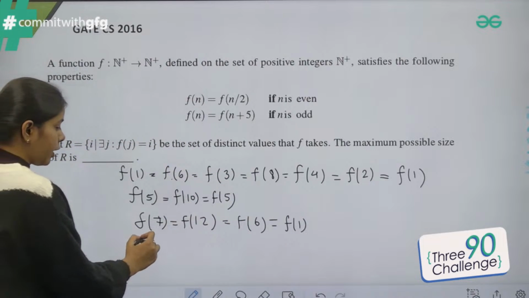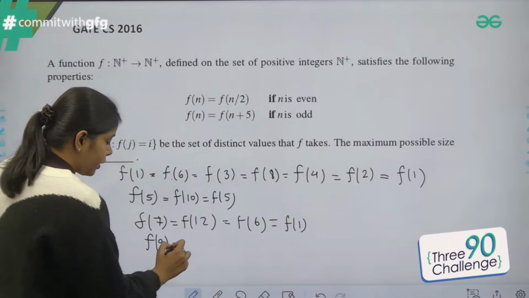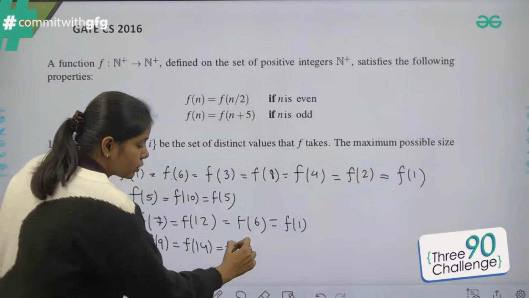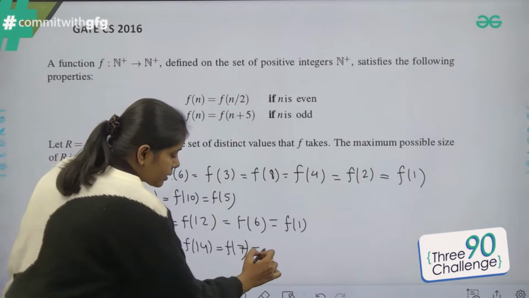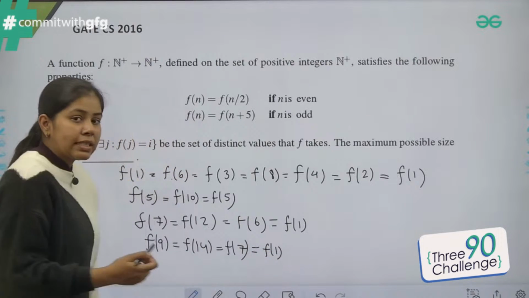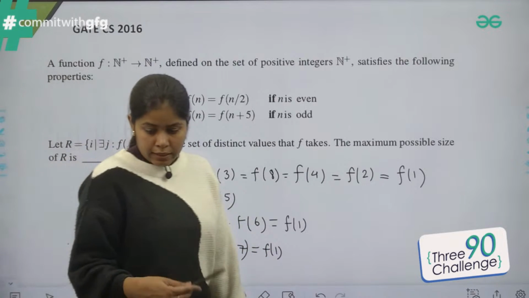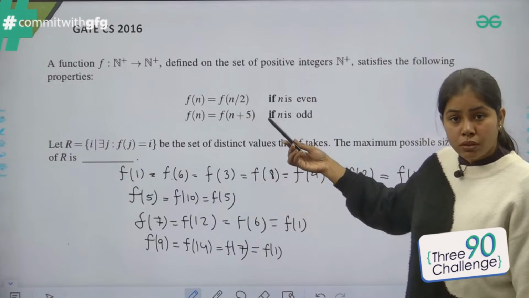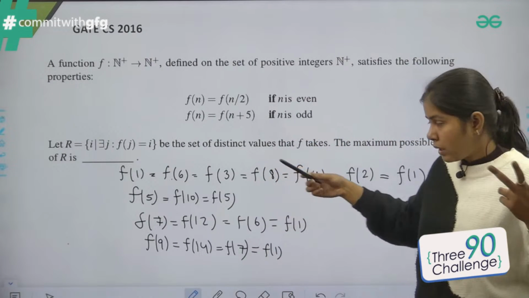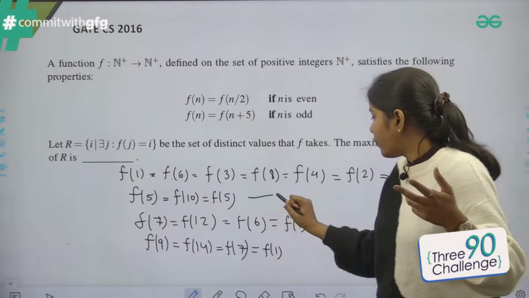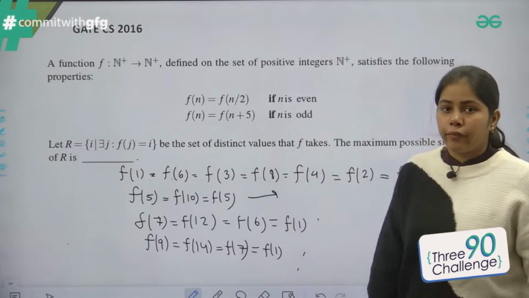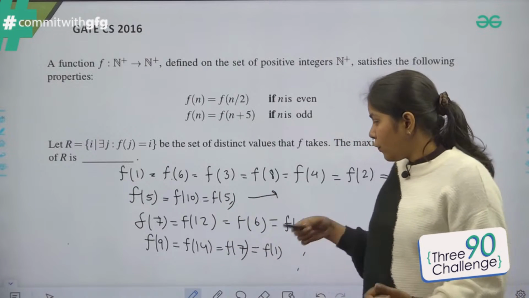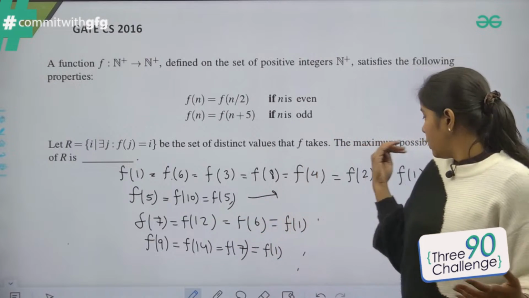Let's solve for f of 9. 9 plus 5, 14. f of 14 would be f of 7, because 14 is even. f of 7 gets reduced to f of 1. So you can see here that all the values we are getting are only two distinct values, either f of 1 or f of 5. Otherwise we are getting f of 1 every time. If you solve for f of 10, you would get f of 5. If you solve for f of 11, f of 12, you would get again f of 1.